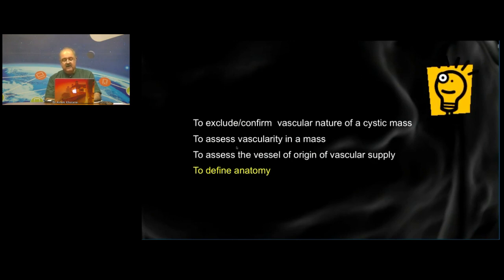You can then go on to another situation where any mass that you see in the fetus, you switch on vascularity and you will get an idea on whether it's vascular or not, where the vessel comes from. And in fact, you can sit and work on a differential diagnosis and prognosis based on that. We will show you cases. And like I said, also to define anatomy.